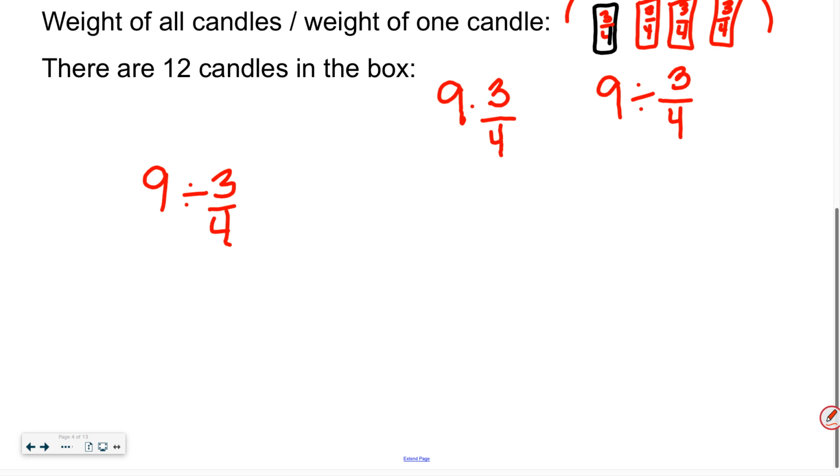You change it into a multiplication. You have the right idea. 9 divided by 3/4 is the same as what? 9 times 4 thirds, 9 times 4/3. What's 9 times 4? 36. 9 times 4 is 36.